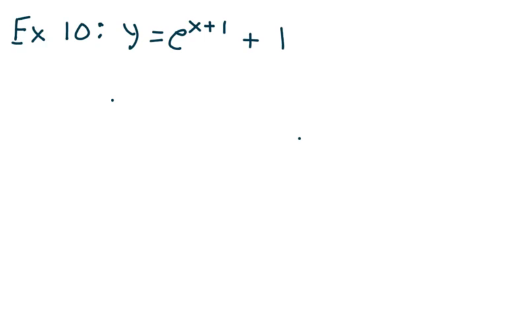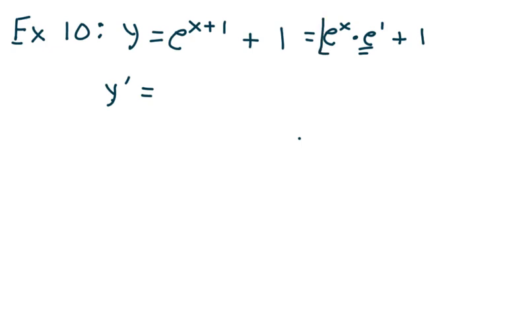Let's do one more example for this video. We'll do example 10. Suppose y = e^(x+1) + 1. So if I take the derivative, well, let's write it this way first. e^(x+1) is e^x times e^1. That's a constant, plus 1.